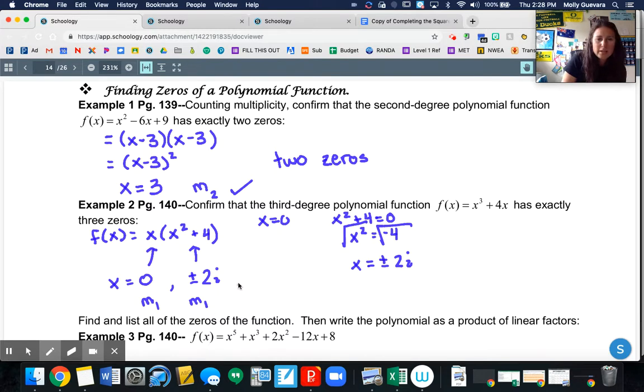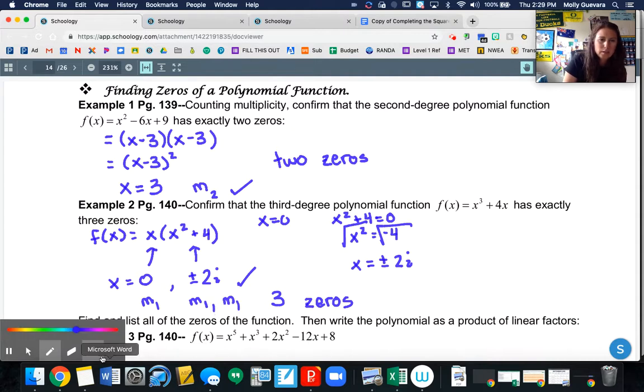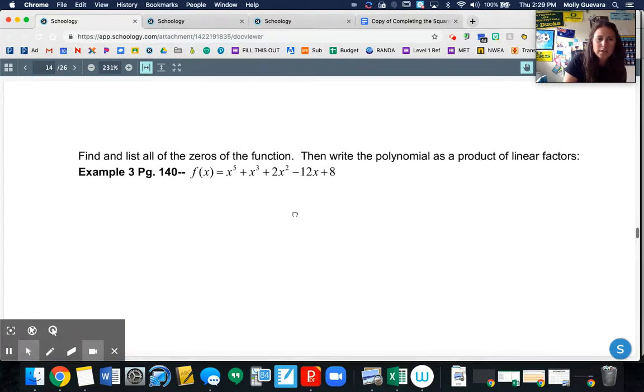So this also has 3 zeros. Right? So 1 for positive 2i and 1 for negative 2i. Okay, let's keep going then.